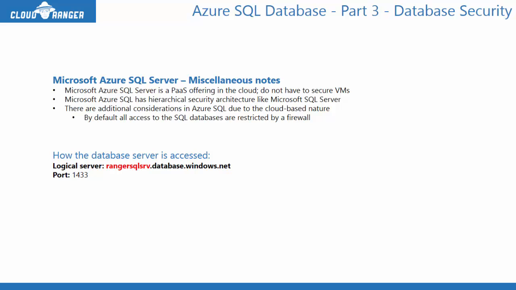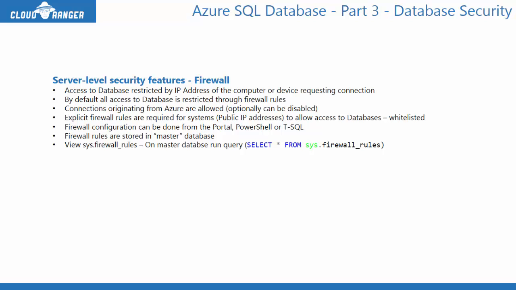Okay. So having started with this, let's push forward. The first thing we want to talk about is server level security features. This is at a server level, not at database level. What you'll find in Azure SQL is that you do things at the server level and you do things at the database level. Now we are talking about the server level security features, and the first thing we are going to talk about is the firewall.